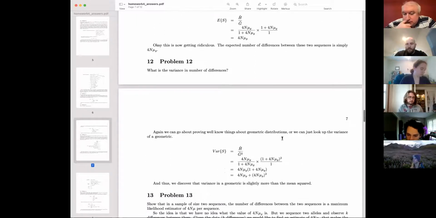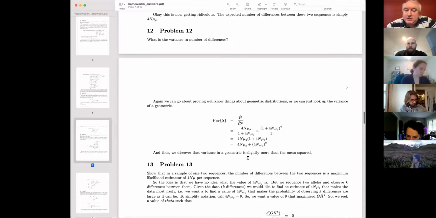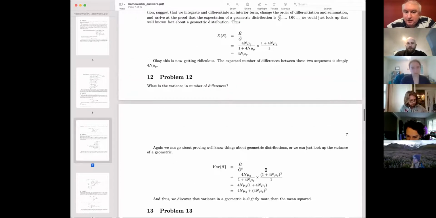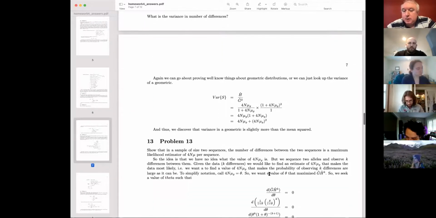And the variance in sites is a simple function of theta. It's all theta. There is nothing to see here other than theta. You get theta over theta, you get theta. Maybe you get theta squared. Maybe you get theta plus theta squared.